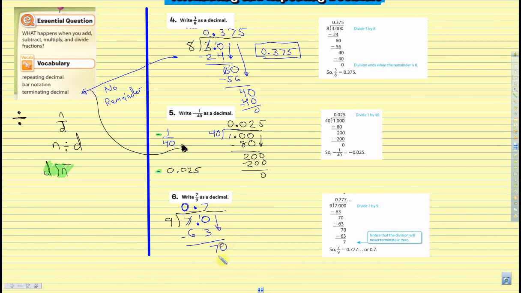Wait a minute here. We already had 70. Look at that. 9 goes into 70 the same amount of times it did before. 7 times, we get 63. Let's see if anything else changes. We subtract, and we get 7 again. Look at that. And if you bring down another 0, you're going to get another 7. This is what we call a repeating decimal.